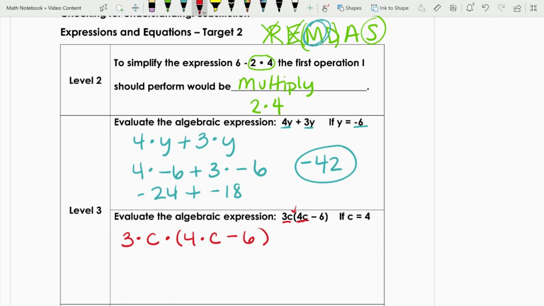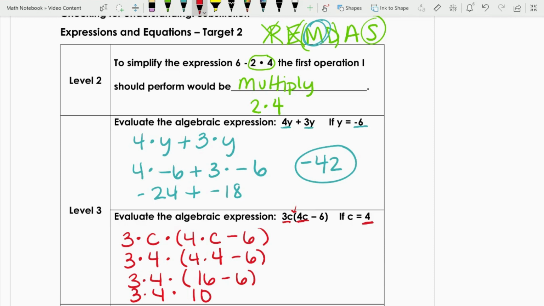So now I can replace c with our value, which is 4. And we know we have to do parentheses first based on our order of operations. And within parentheses, we have multiplication and subtraction, and we need to do multiplication first. So I'm just going to do 4 times 4, which is 16. So now I have 16 minus 6, which is 10. So now if I read this, I now have 3 times 4 times 10.